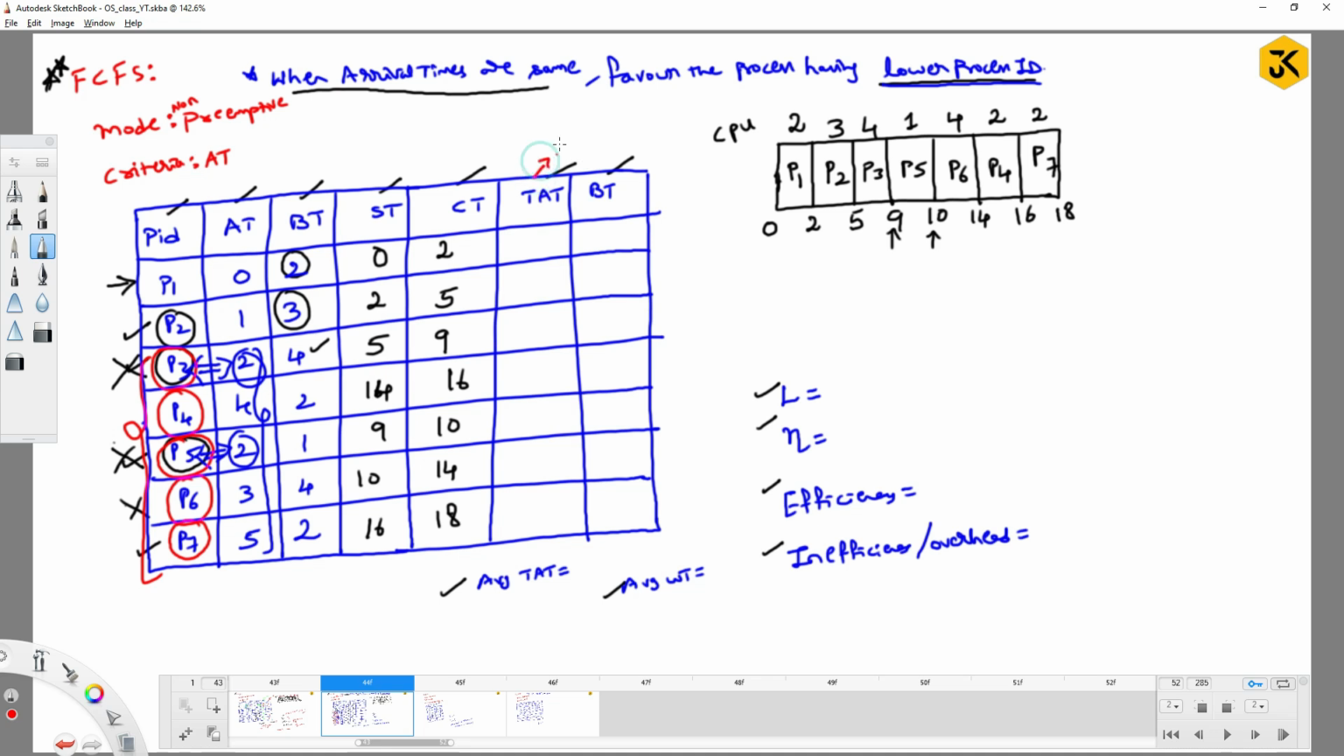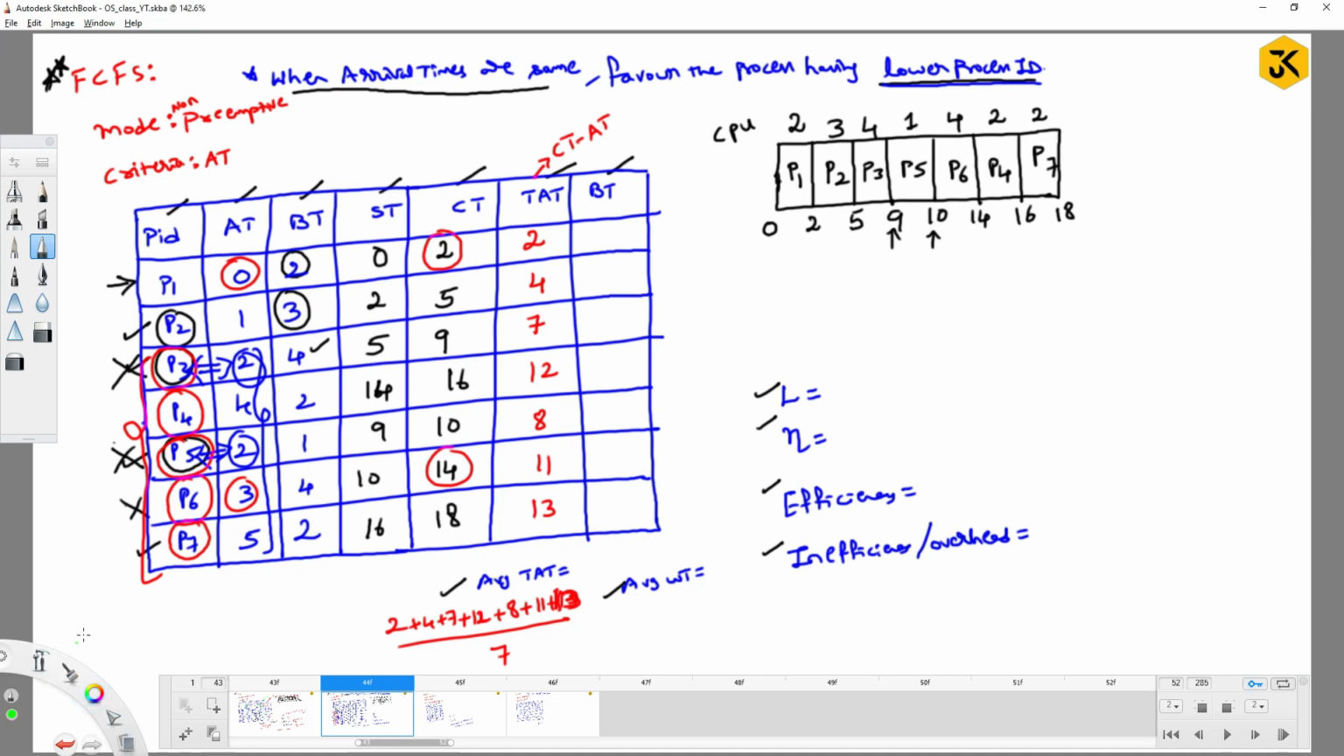Turnaround time means completion time minus arrival time. What is the completion time of P1? 2 nanoseconds. Arrival time is 0. So turnaround times will be 2, 4, 7, 12, 8, 11. How did you get 11? 14 minus 3. And the last one will be 13. So if I calculate the average turnaround time, that will be 2 plus 4 plus 7 plus 12 plus 8 plus 11 plus 13, divided by the total 7 processes. This is what you call the average turnaround time.